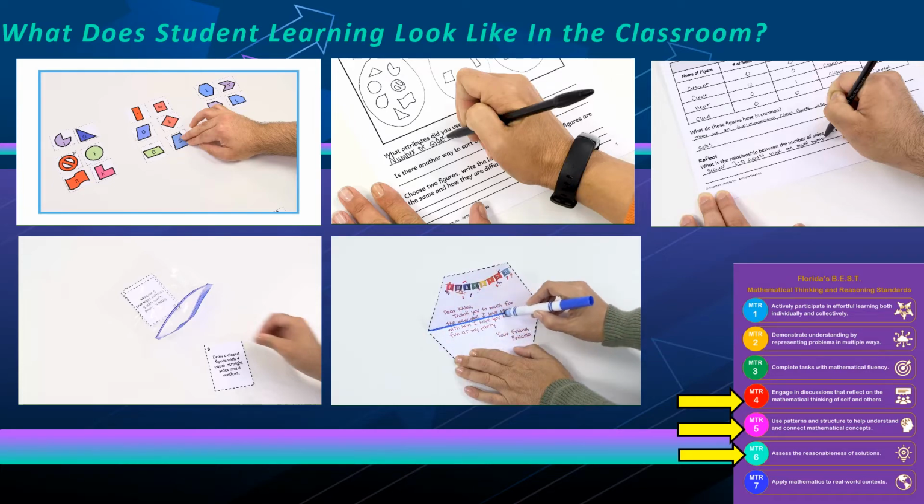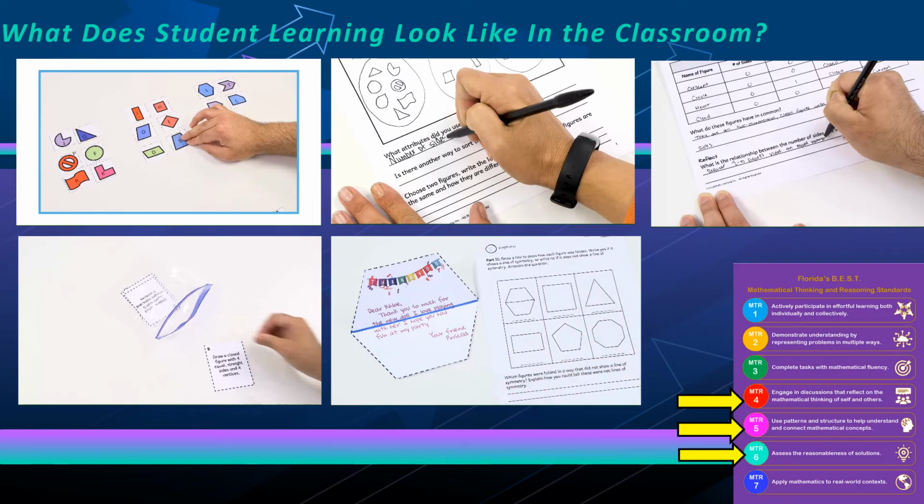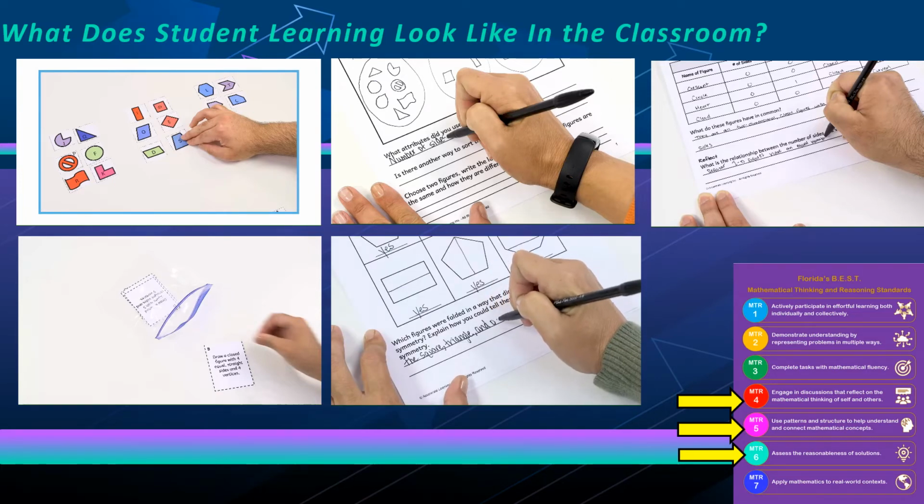Assess the reasonableness of solutions. Students reason about and justify whether various figures fit into categories. If a figure fits into a particular category, then it must have certain attributes and vice versa. This is MTR 6.